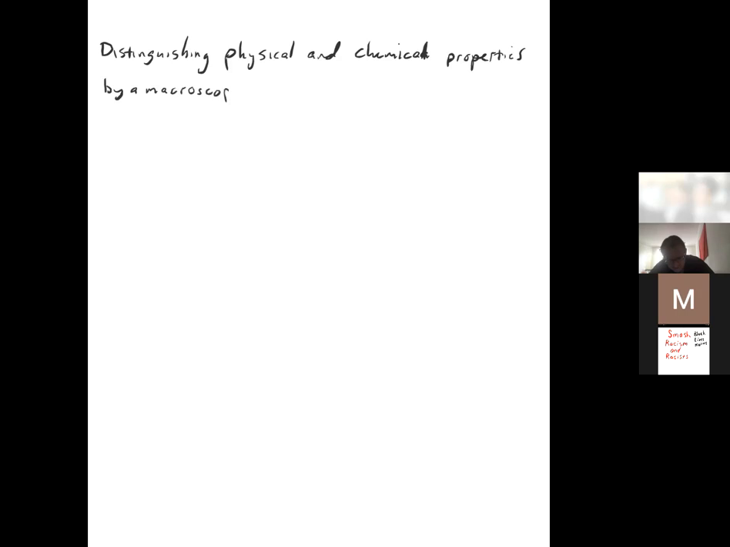Okay. So the one that I'm looking at here is called distinguishing physical and chemical properties by a macroscopic description. Macroscopic means big picture, like something you see with your eyes.